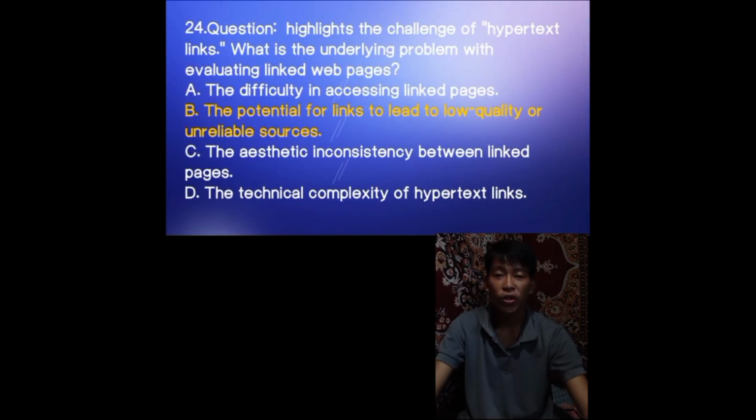So for number 24, the correct answer is letter B. The potential for links to lead to low quality or unreliable sources. So links can direct users to pages with questionable accuracy, authority, or objectivity.